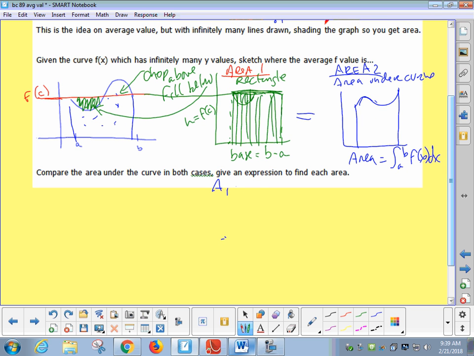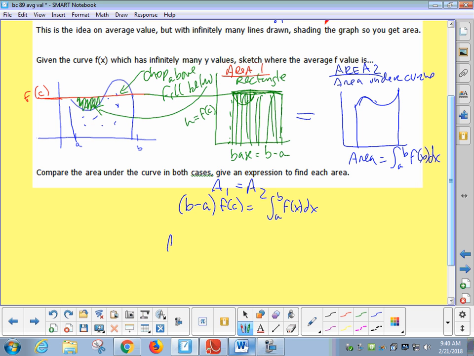If area 1 equals area 2, then area 1 is the area of a rectangle. It's the base, b minus a, times the height, f at c, the average value we want. That equals the area under the curve by calculus, the integral from a to b of f of x dx.